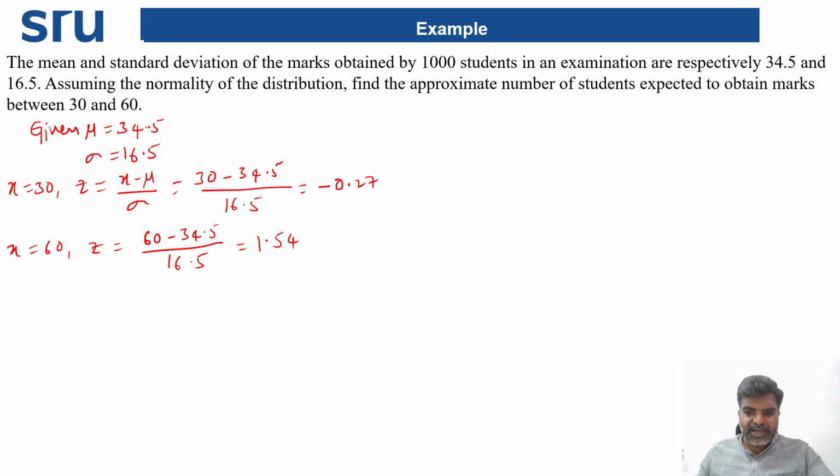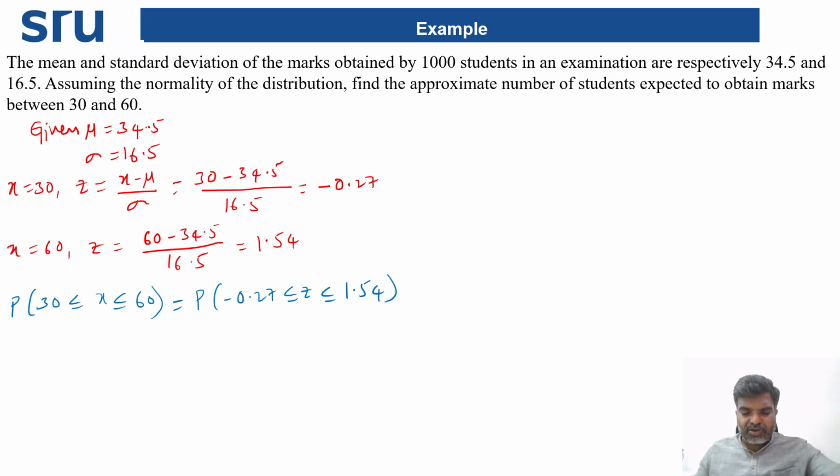These are the z values. Now we calculate the probability when x lies between 30 and 60. We can also write the same thing as P of minus 0.27 less than or equal to z less than or equal to 1.54. To find this probability, we need the normal distribution table. From the normal distribution table, we can find the probability.